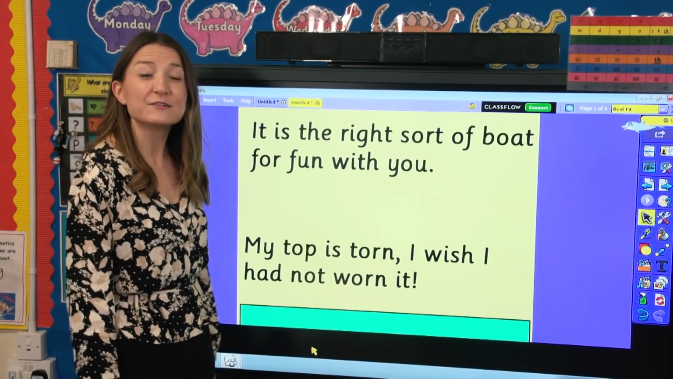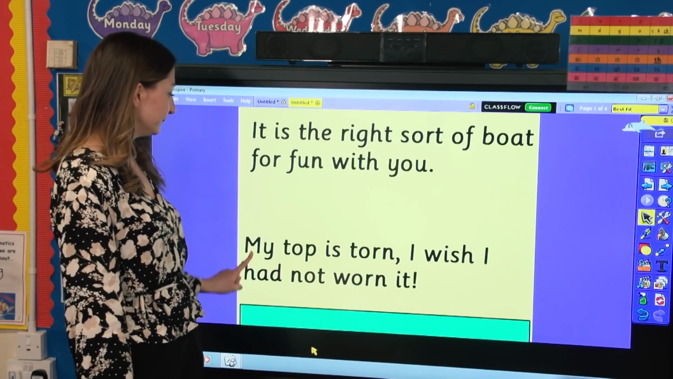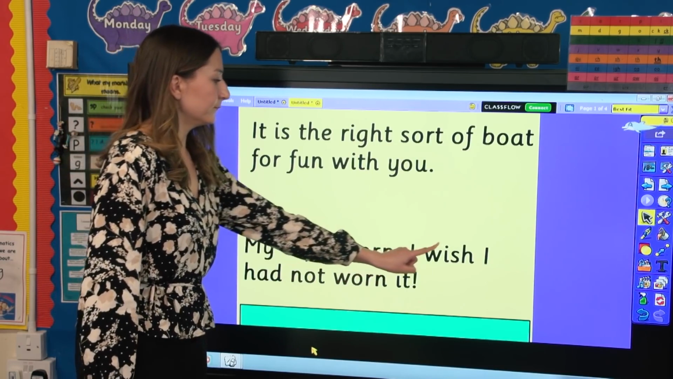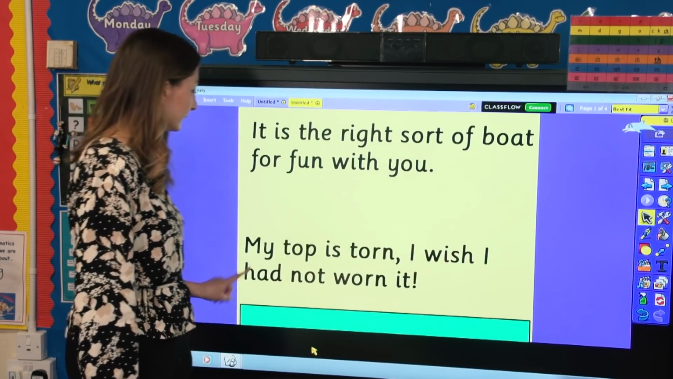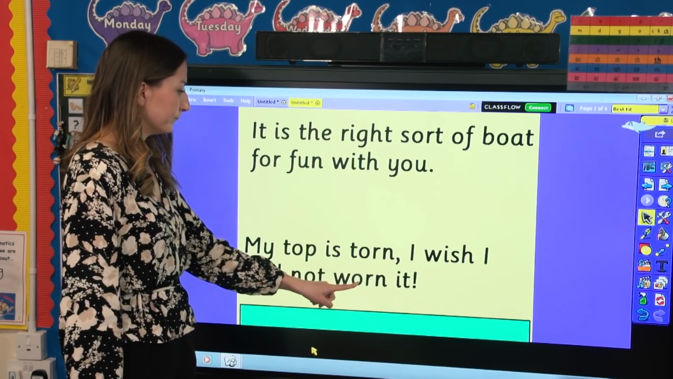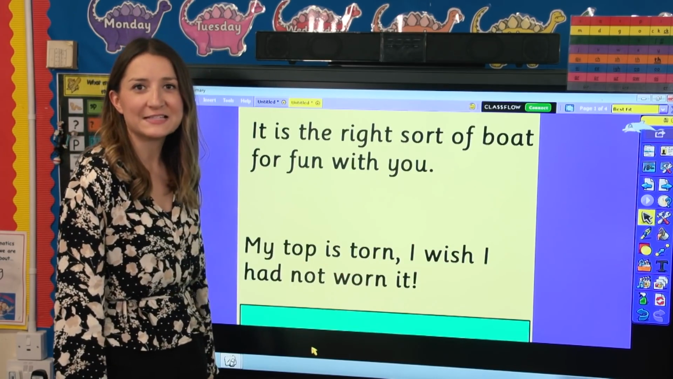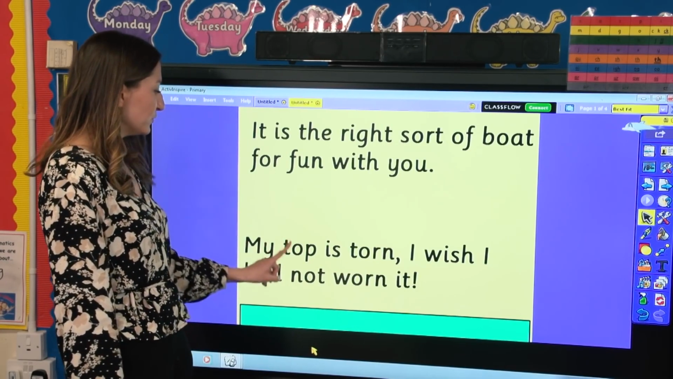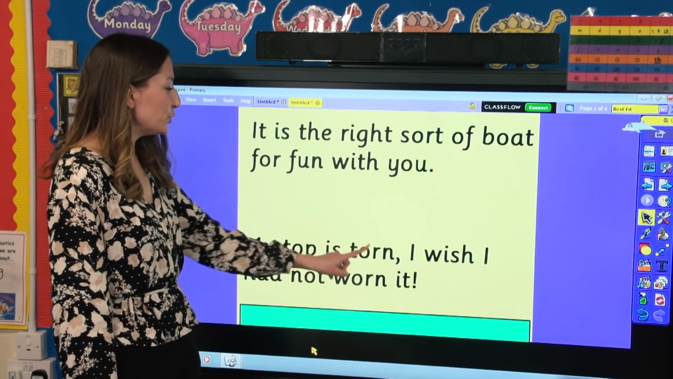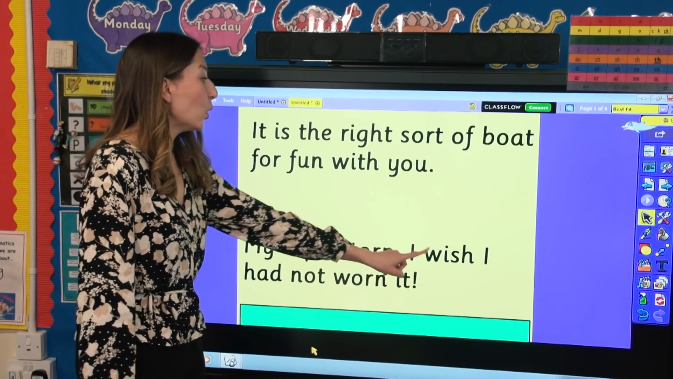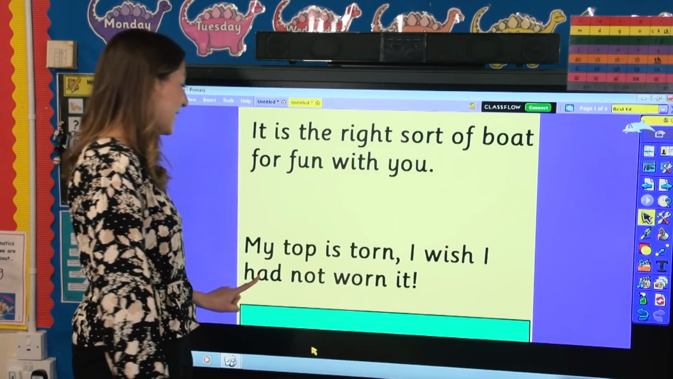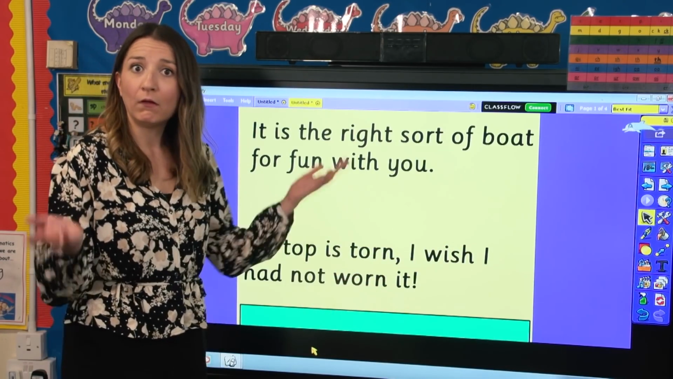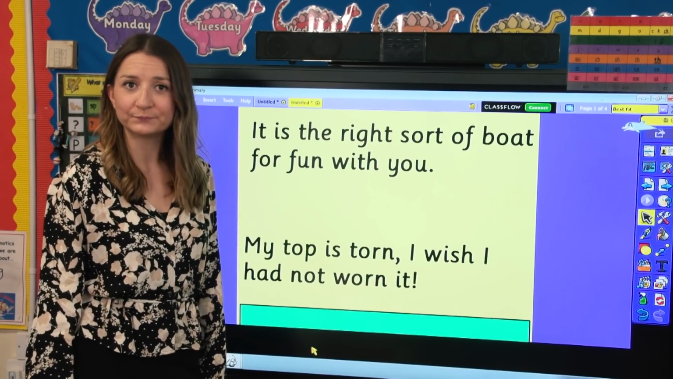Now I want you to read aloud as I point to the words. Fantastic. Now let's read the sentence together. My top is torn. I wish I had not worn it. I wonder how the top got torn.